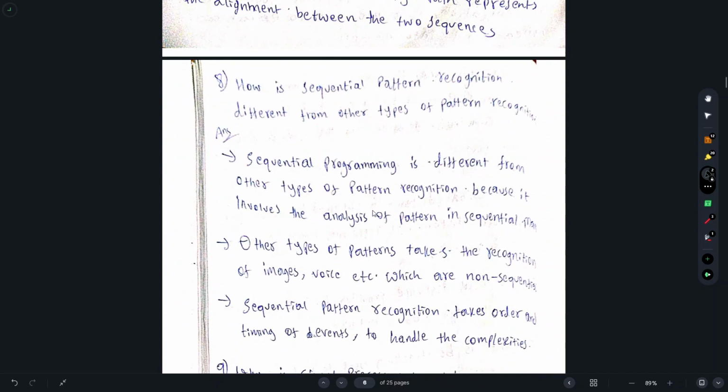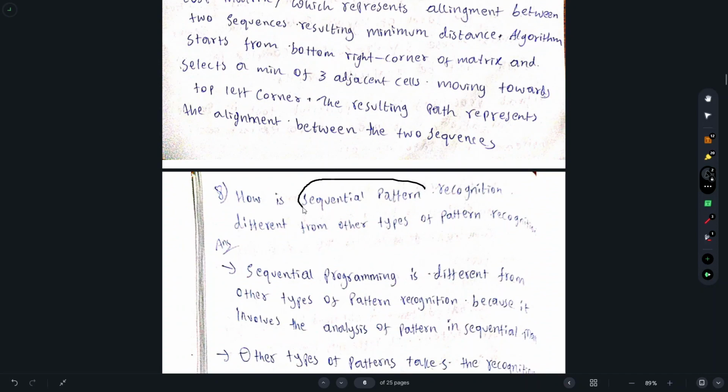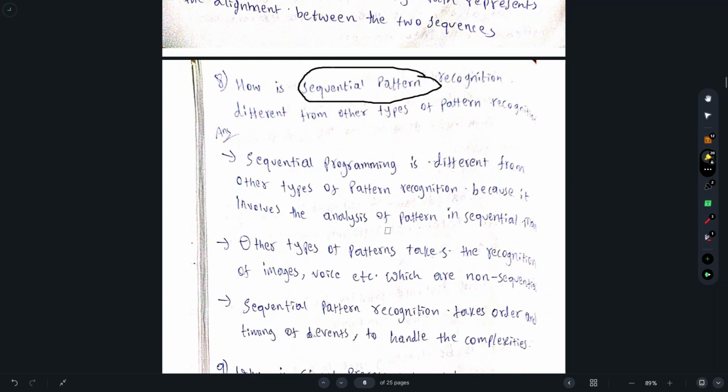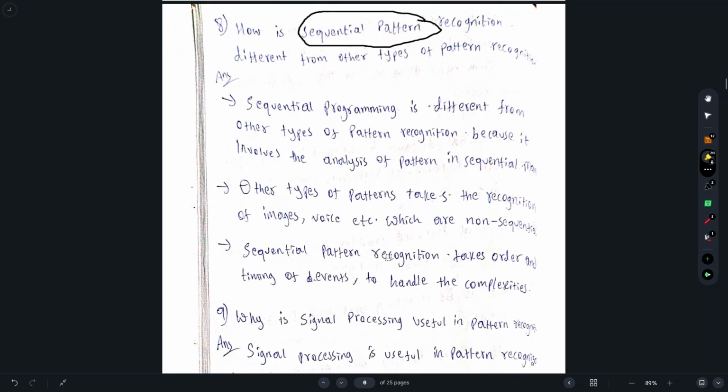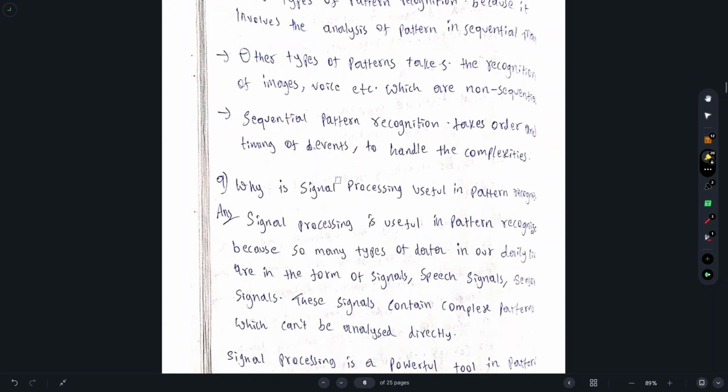So how is sequential pattern recognition different from other pattern recognition? Sequential pattern recognition is nothing but finding out a problem in a straight way. It is different from other types of pattern recognition because it involves the analysis of patterns in a sequential manner. Other types of patterns involve the recognition of images, voices, etc., which are non-sequential. Sequential recognition takes order and timing deviations to handle the complexities, whereas other types of recognition may have some complexities, and also some noise may get added because of not following a proper path.